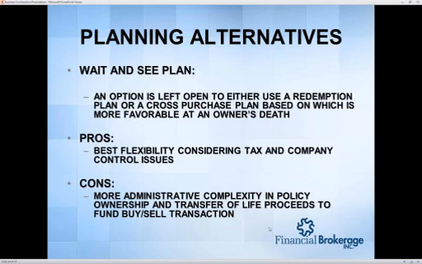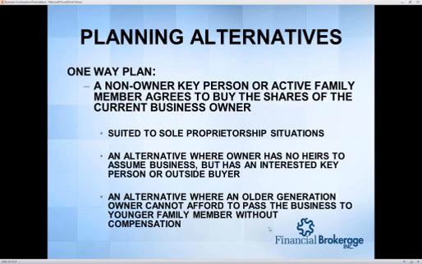Finally, the last plan design, shown on the next slide, is the one-way agreement. This agreement is ideal for the sole proprietor, where a purchaser might be a key employee or an active family member. Where there's no obvious successor, an owner might opt to sell to a friendly competitor in the same industry. This may provide an opportunity for the purchaser also to expand their existing business.